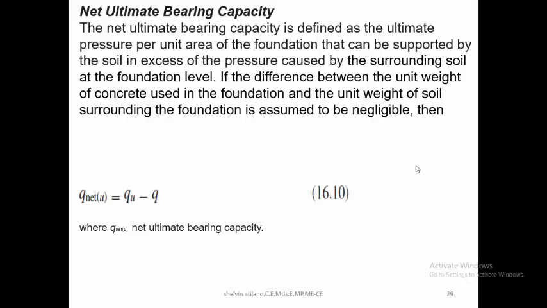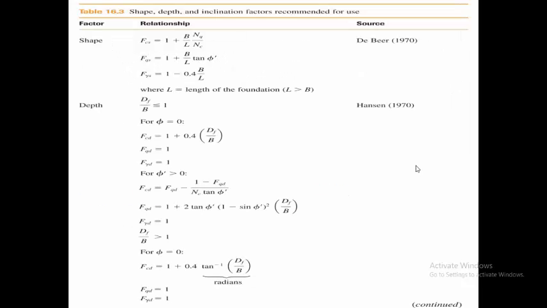So the net ultimate bearing capacity is defined as the ultimate pressure per unit area of foundation that can be supported by the soil in excess of the pressure caused by the surrounding soil. If the difference between the unit weight of the concrete used in the foundation and the unit weight of the soil is assumed to be negligible, then QU net is QU minus Q. So these are the formulas to determine the factors.